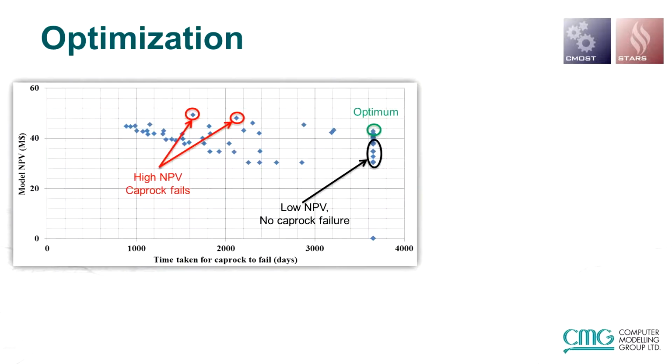Then we did some optimization where we tried to maximize the NPV on the y-axis and maximize the time taken for caprock to fail on the x-axis. And the green points here are the optimized points. If you touch 3,650 days, that's 10 years of simulation time. That's the maximum I ran for. So this means there is no failure. Anything less than that means there is a failure at some point in time. So while there are some models in red color which had a higher NPV, they also had the case when the caprock failed. Whereas in those green models, they were optimum, where we had maximum NPV with minimum failure.